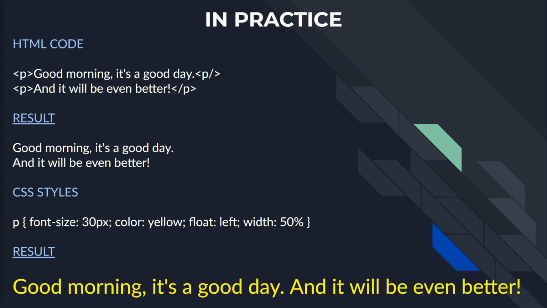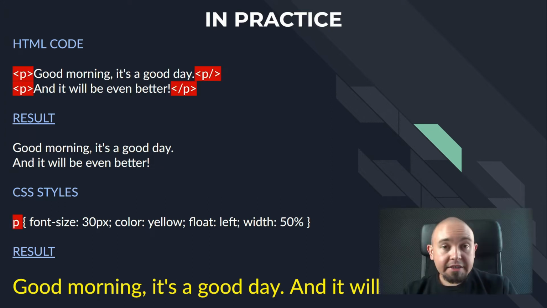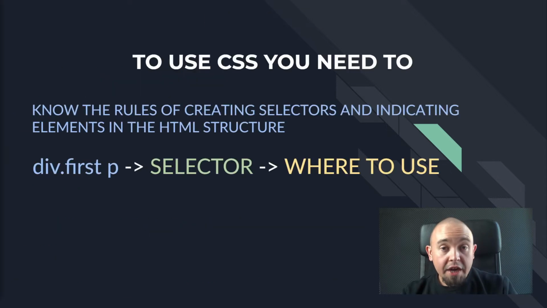In this case, we say we want every p element on our website to have font size set to 30 pixels, yellow color of the font, float left property so they can place themselves next to each other, and width set to 50%. As I just said, this selector, which is only the letter p, indicates all the p tags in our HTML file. Okay, but what do we have to know to use CSS correctly?